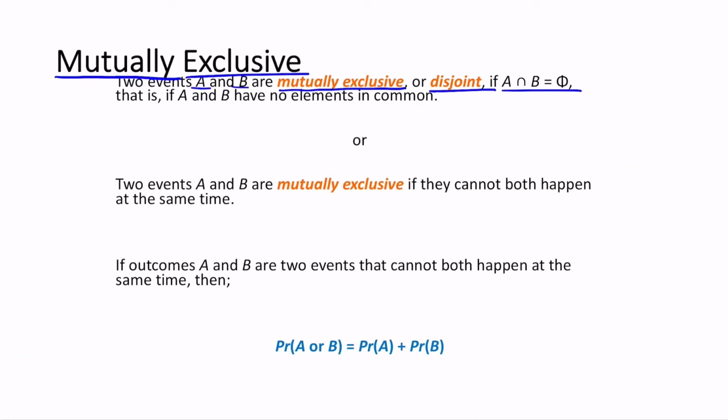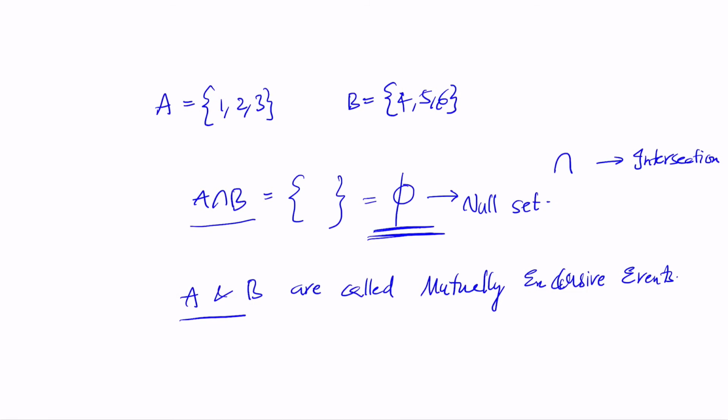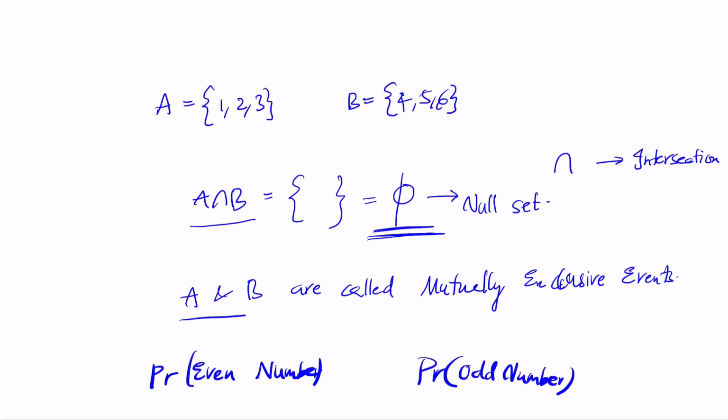One way of noting this down is, if there are two events A and B that are mutually exclusive, they cannot both happen at the same time. For example, let's say you are throwing a dice. If you take two probabilities, the probability of an even number and the probability of an odd number, both of them cannot happen at the same time, because the set of even numbers here is 2, 4 and 6, and the set of odd numbers here is 1, 3 and 5.